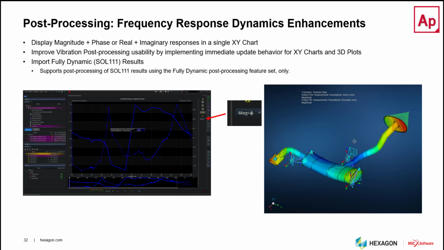In frequency response dynamics, we had a major enhancement here, which has been requested for quite a while. Customers love the fact that Apex does frequency response dynamics analysis, but the one piece that we were missing is the Nastran Solution 111 support, where you can import a fully run Nastran run using Solution 111 and visualize and post-process that data. That gap is now closed. You can import a Nastran Solution 111 deck, whether it be HDF5 or OP2, and you can post-process those results inside of Apex now.